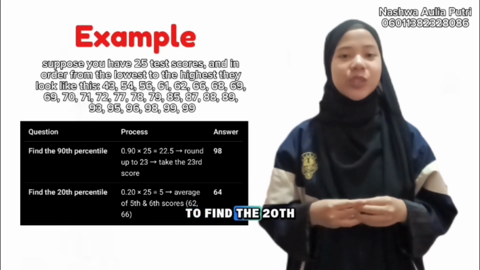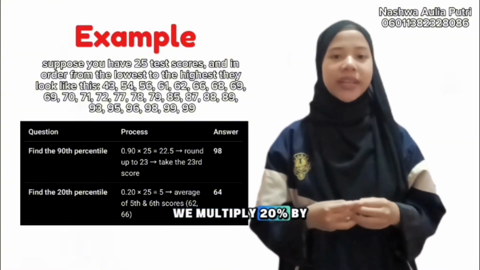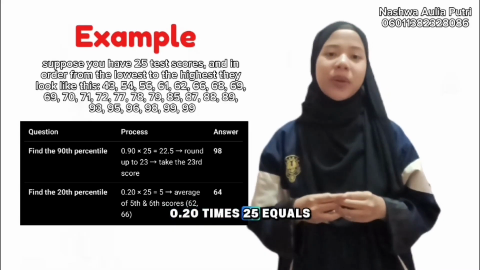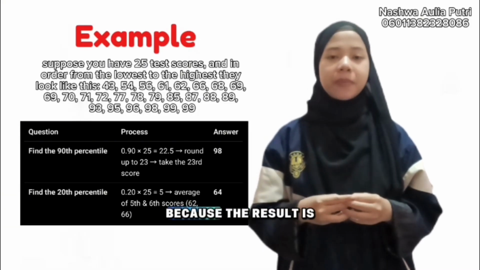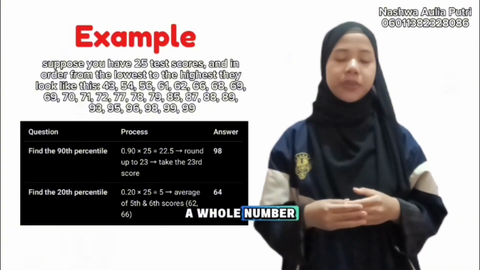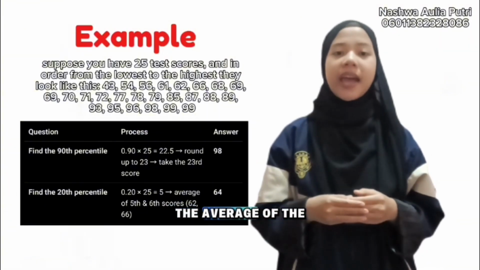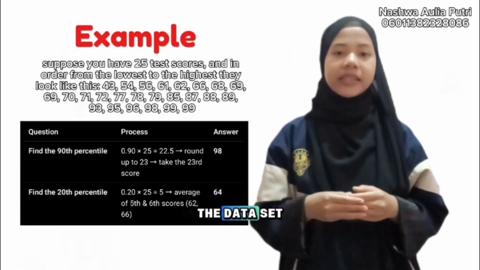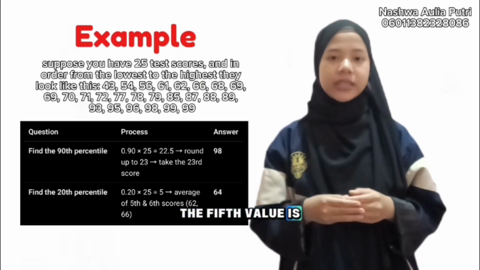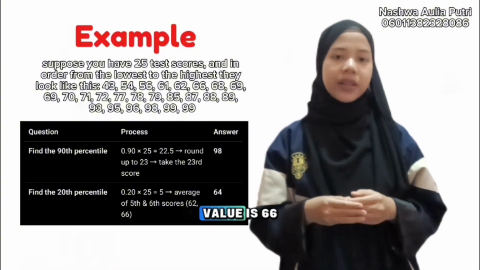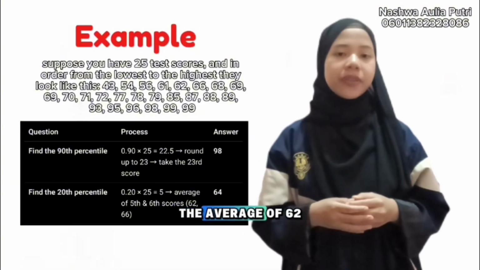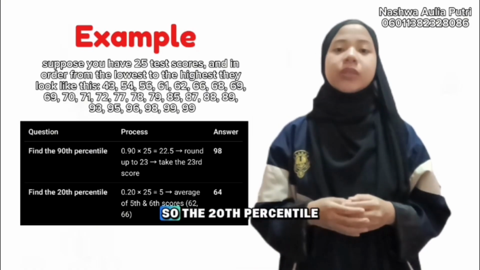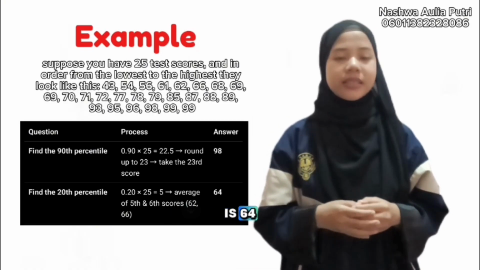To find the 20th percentile, we multiply 20% by the total number of scores. 0.20 times 25 equals 5. Because the result is a whole number, the 20th percentile is the average of the fifth and sixth value in the data set. The fifth value is 62 and the sixth value is 66. The average of 62 and 66 is 64. So the 20th percentile is 64.